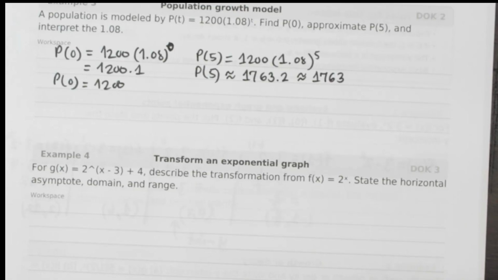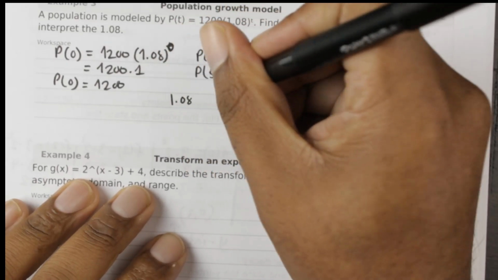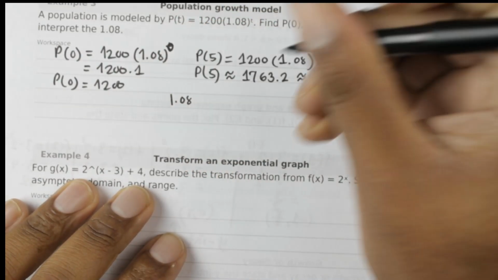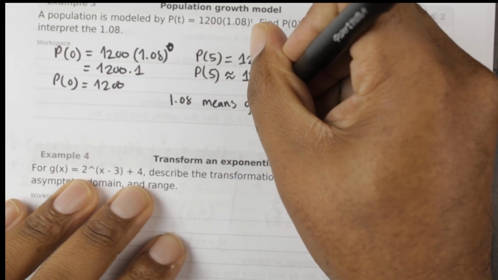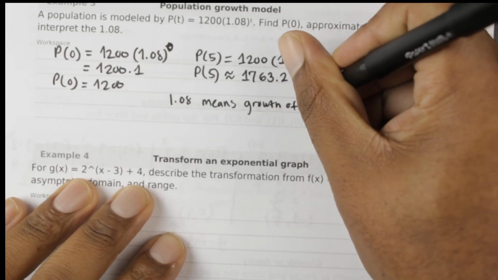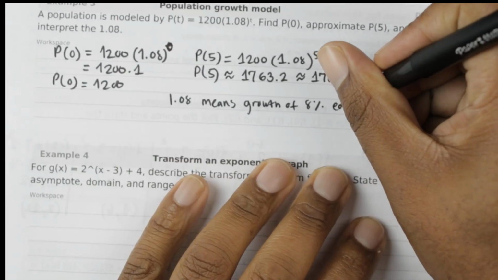And then the last part says, interpret 1.08. So the base 1.08 means the population is multiplied by 1.08 each time period. So that means it essentially grows by 8%, a growth of 8% each time period.